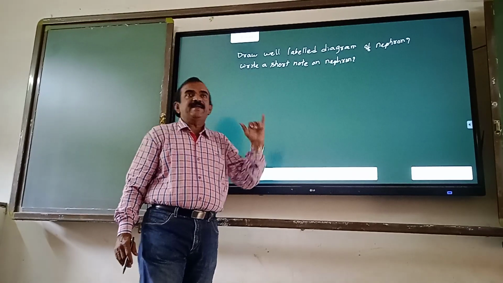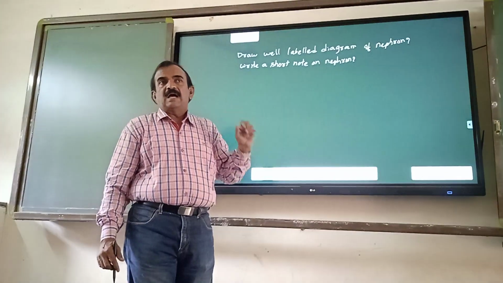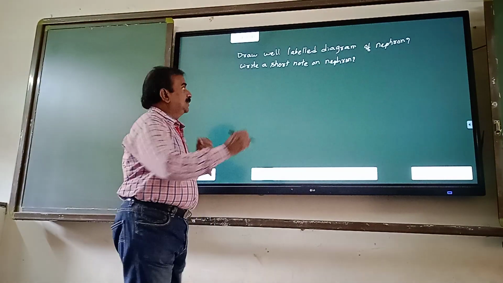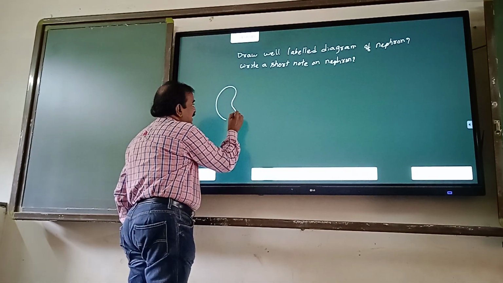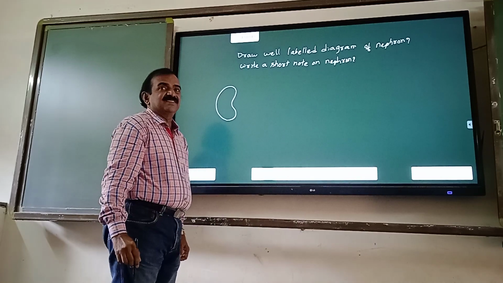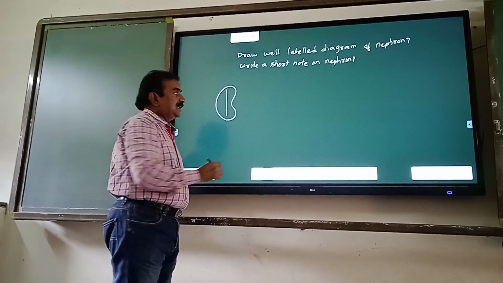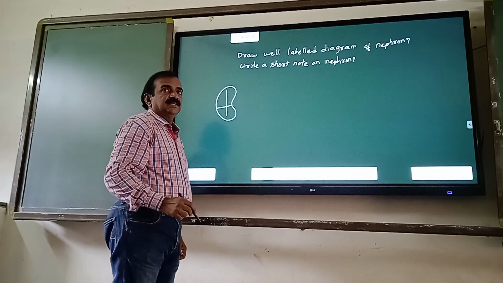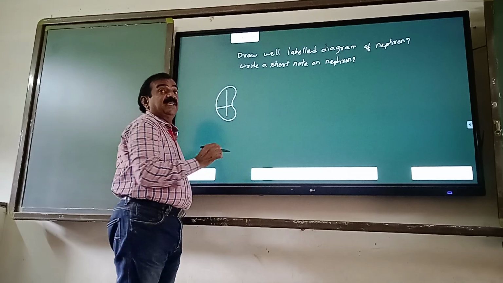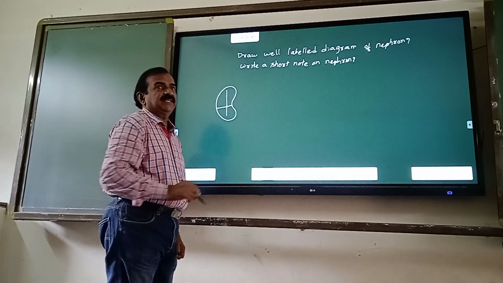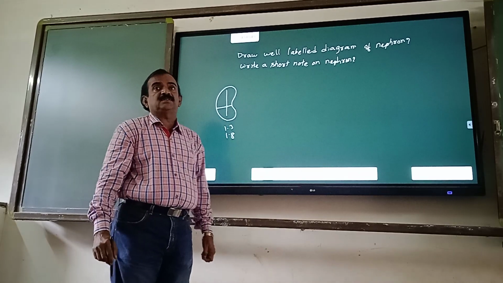Now I am drawing a rough diagram on the interactive flat panel. So here, nephron. What is the shape of the kidney? Bean shape. And what is the length of the kidney? 10 centimeters. And the breadth? 5.6. And the thickness? 4 centimeters. And in kidneys what are present? Nephrons are present. How many? 1.3 to 1.8 billion nephrons are present in each kidney.